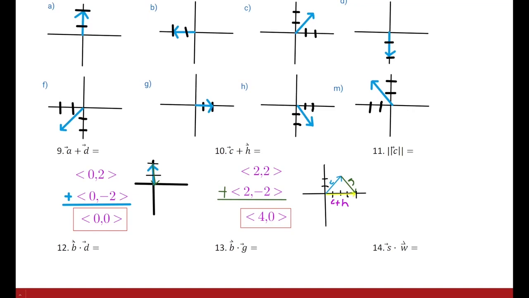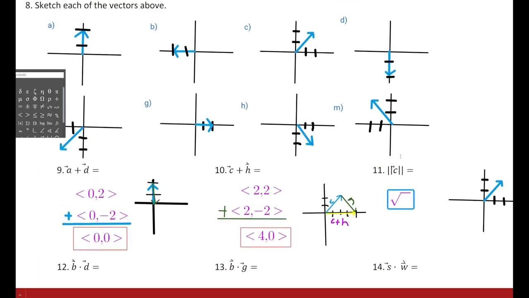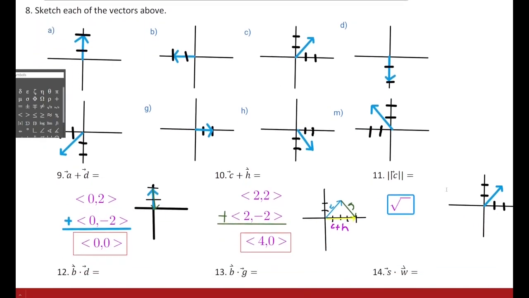Here we have the magnitude of vector c. So vector c is this one right here. It's 2, 2. And when we're calculating the magnitude, what we're actually calculating is the length here. So I kind of already gave it away earlier when I was talking about the lengths of these vectors. But the way you compute the length of the vector is by just using the Pythagorean theorem. So we've got the square root of, since c is 2, 2, we will use 2 squared plus 2 squared.